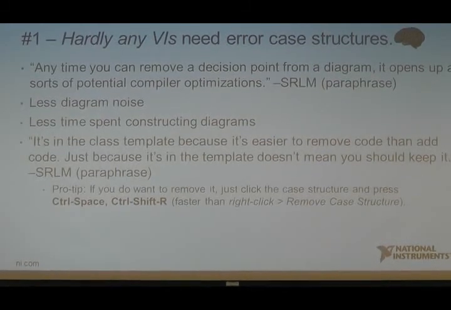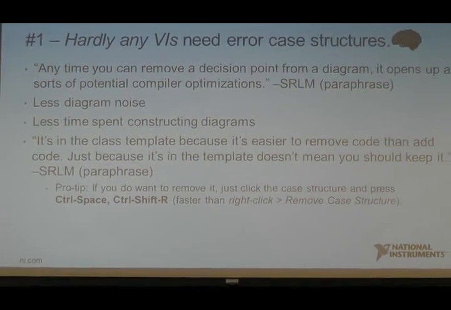Hardly any VI that you write needs an error case structure on its diagram. My esteemed colleague, Stephen Loftus-Mercer, who's sitting over there, a brilliant individual, says a lot of things that I remember because they're smart, and this is one of them. I'm paraphrasing because I can't say things as eloquently as he can. He's a computer scientist. I'm not. Anytime you can remove a decision point from your LabVIEW diagram, you are opening up all sorts of compiler optimizations that otherwise cannot take place if there's a decision that needs to be made on that diagram. Every one of our sub-VIs with an error case structure has that decision point. So let's get rid of it.